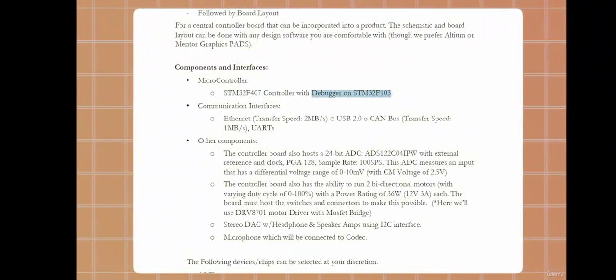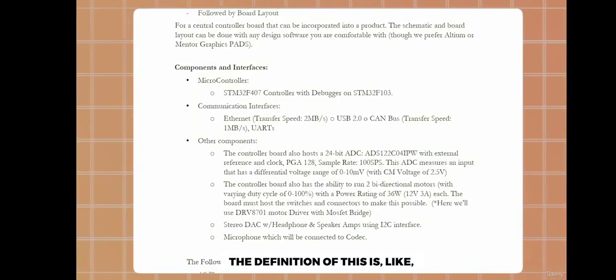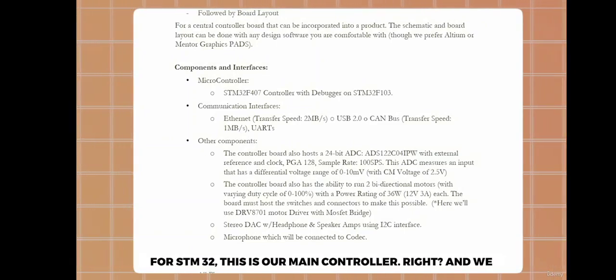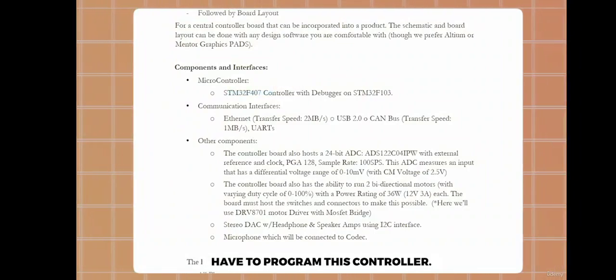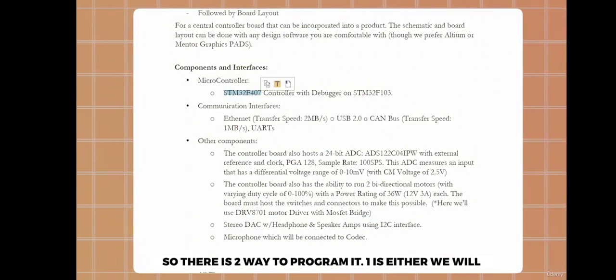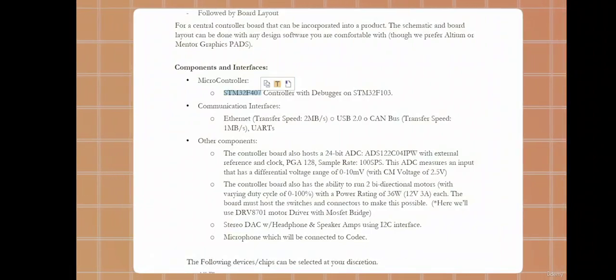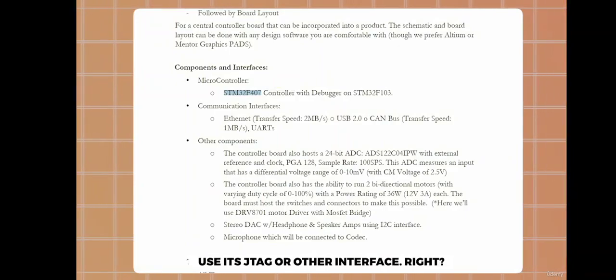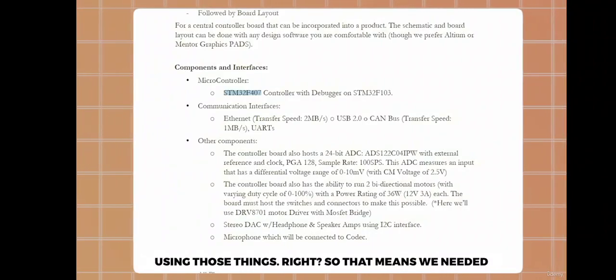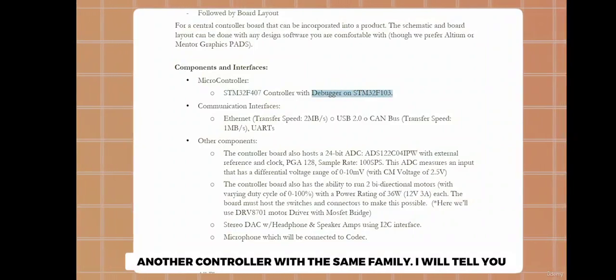See, the definition of debugger and programmer is like this: for STM32, this is our main controller, right? And we have to program this controller, right? There are two ways to program it. One is that we directly use its JTAG or other interface, right? But then we can't debug, right? We can't debug using those pins, right? So that means we need another controller from the same family.